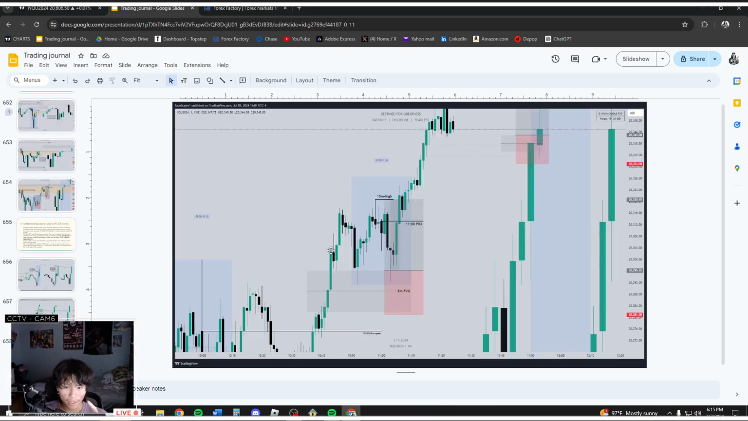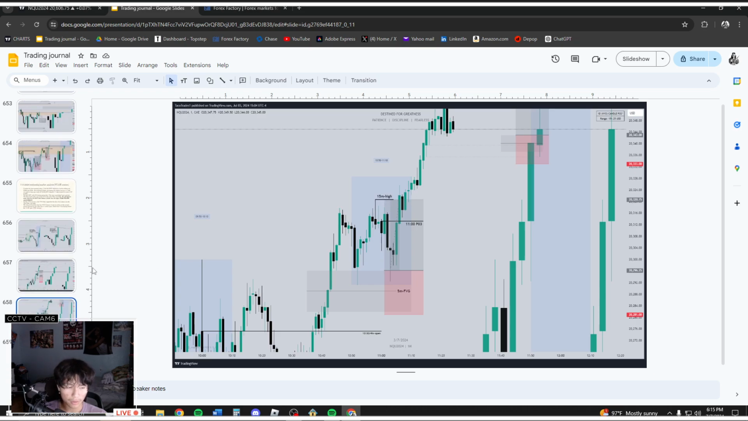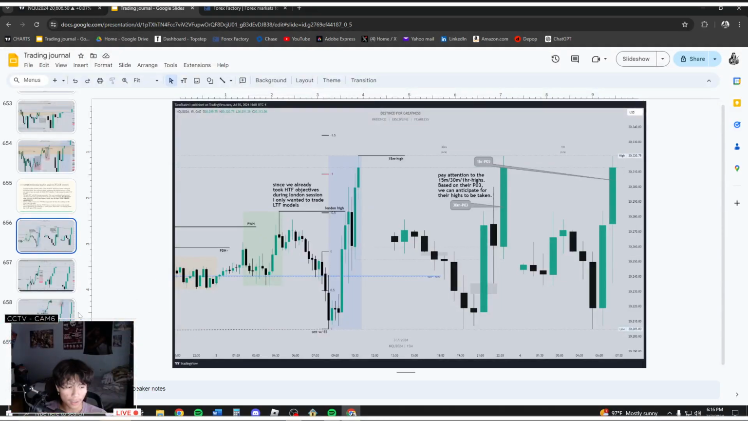So I take my entry on the second retrace, and notice how I'm buying below the 11 o'clock open. I'm targeting that 15-minute high, which is essentially the 30-minute and 1-hour high. Price dips back inside this FEG once again for the second time and takes out the 15-minute high. And yeah, that was a pretty solid trade. I kept runners to continue running, and I just set up standard deviations here.